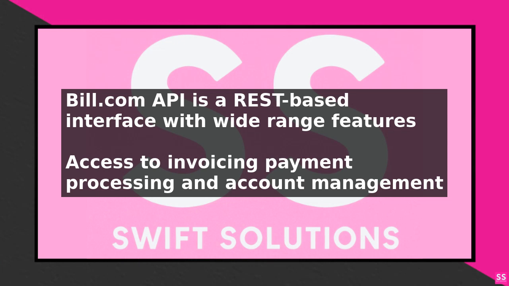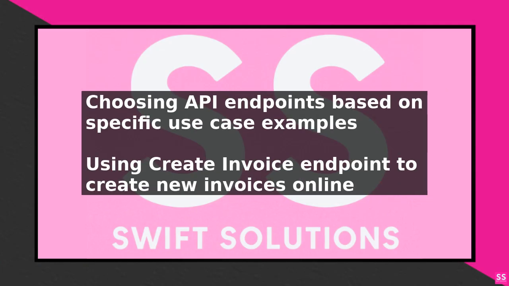Now, let's move on to some practical examples. Suppose you want to create a new invoice using the Bill.com API. You will need to send a POST request to the Create Invoice endpoint, including the required parameters such as the invoice date, billing address, and line items. The API will then return a response with the newly created invoice ID, which you can use to retrieve the invoice details or perform other actions.